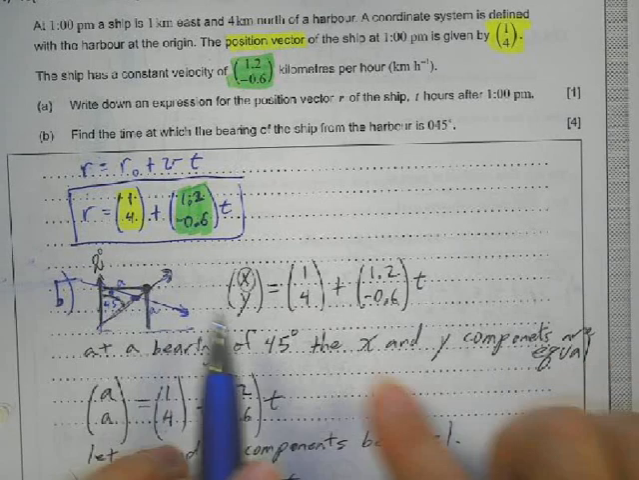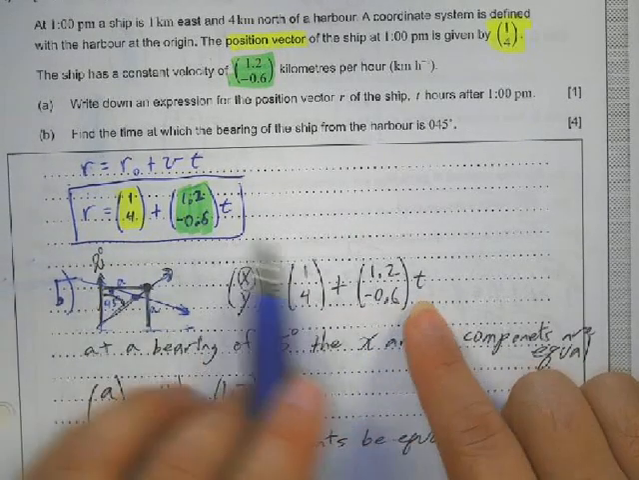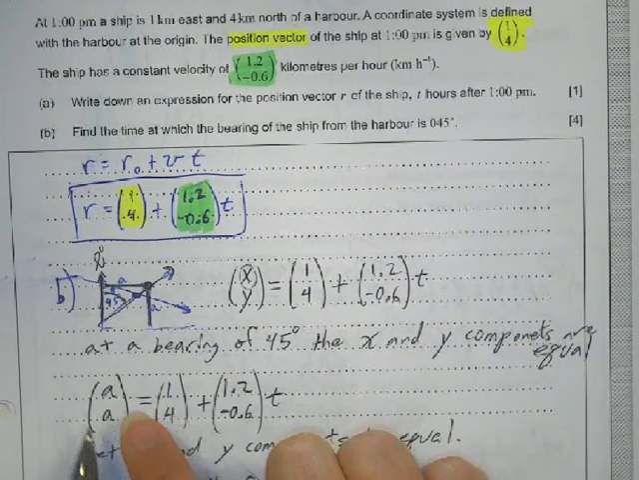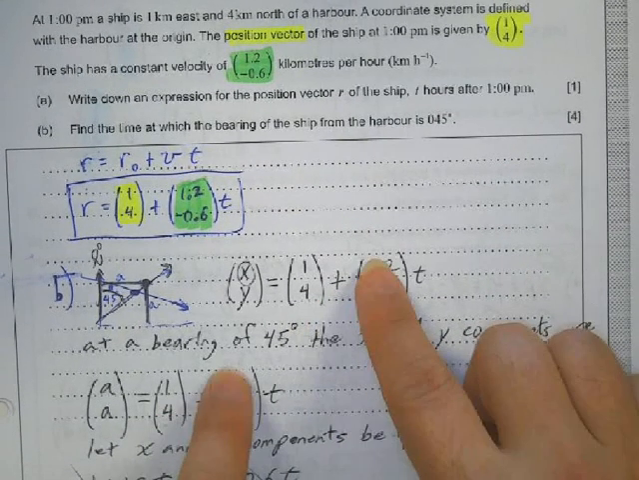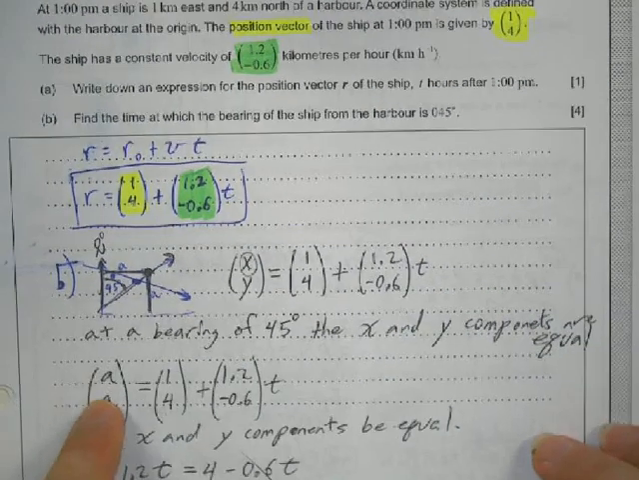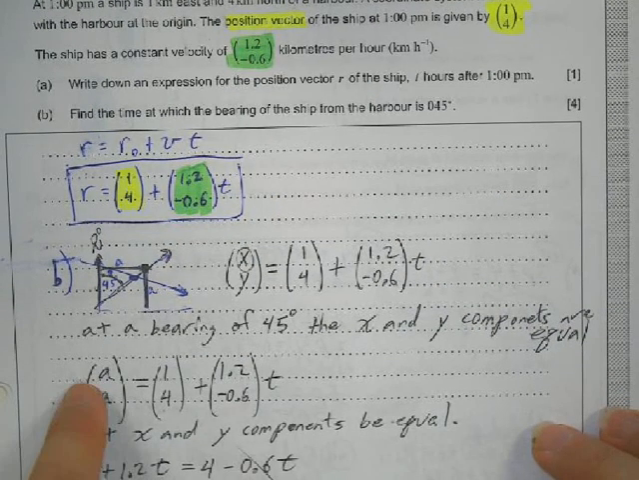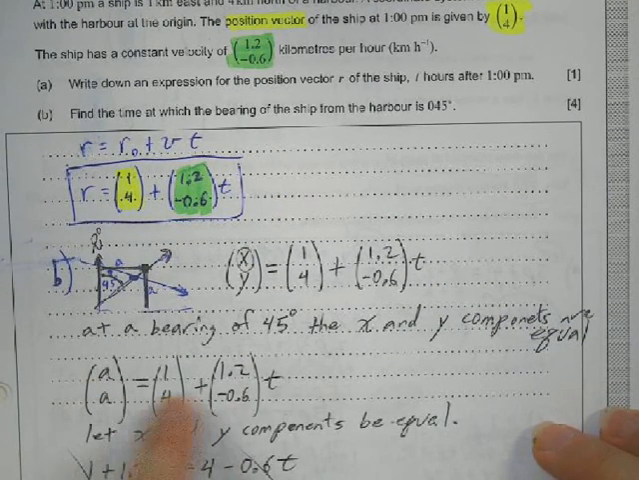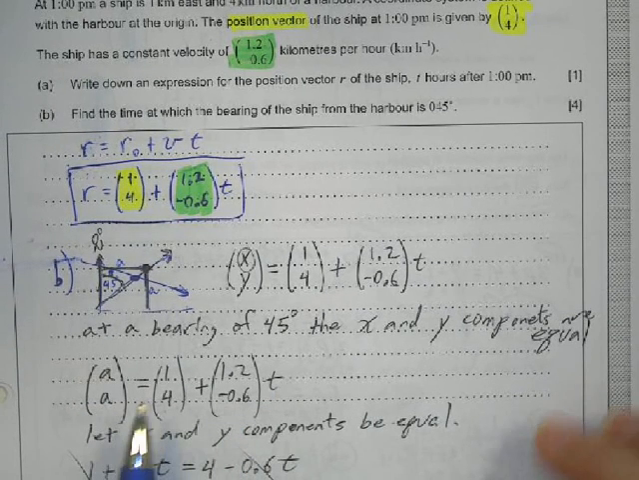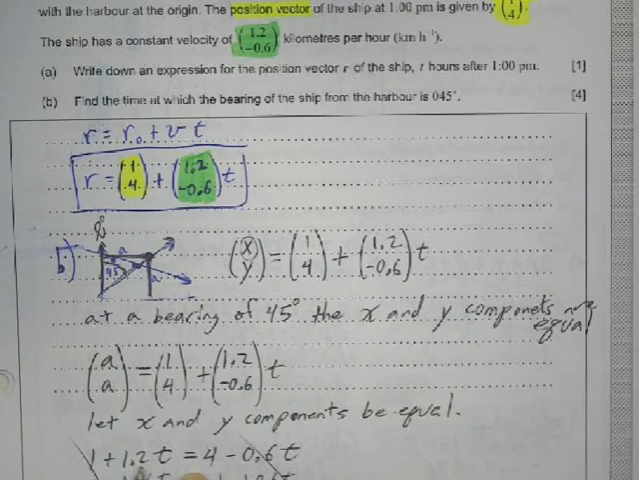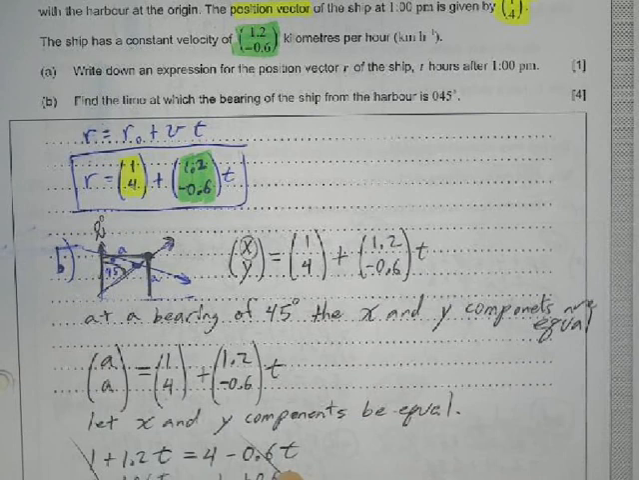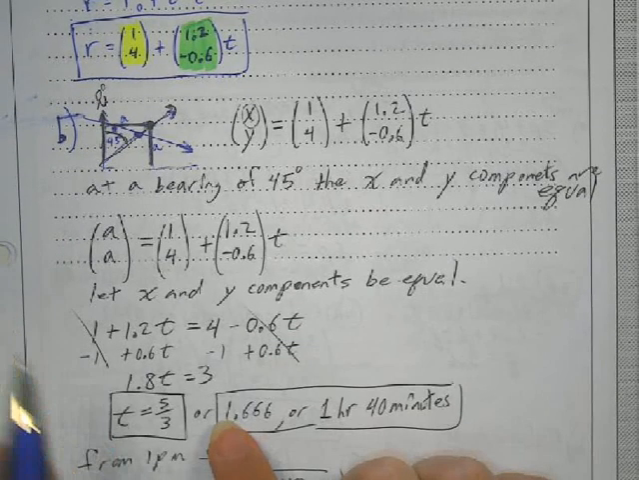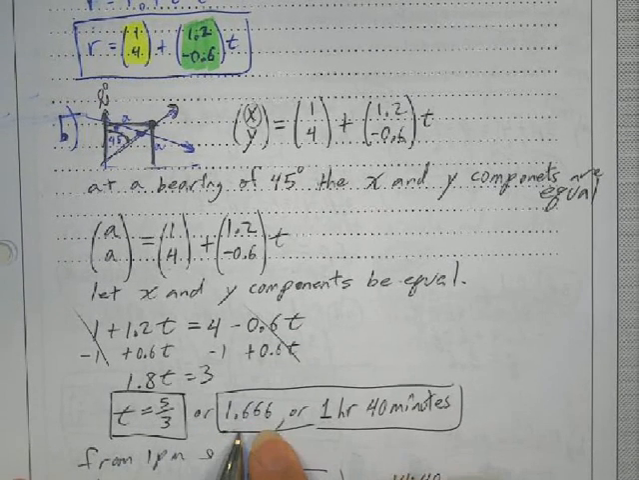So here is my equation that we just wrote from up above. And instead of writing x and y, I'm just going to write A and A. Okay, and so we've got our initial position, we've got our velocity, we've got our time. Since this A equals this and A equals this, I can make the top row equal to the bottom row. So I've got 1 plus 1.2t equaling 4 minus 0.6t. Okay, and then I can solve, and I figure out that t is equal to 5/3, or 1.66, or an hour and 40 minutes.